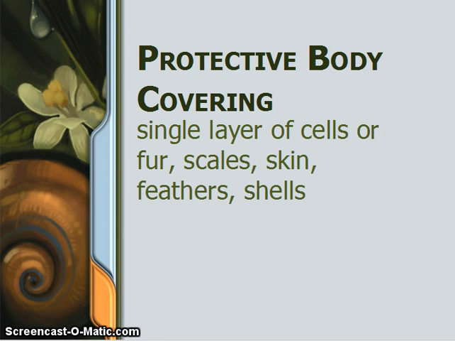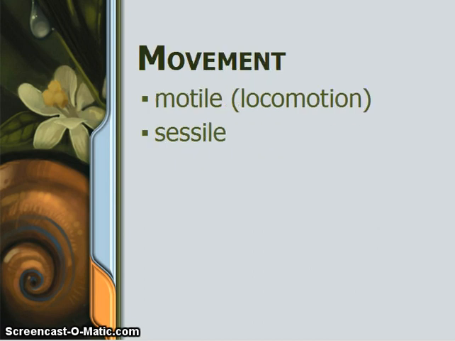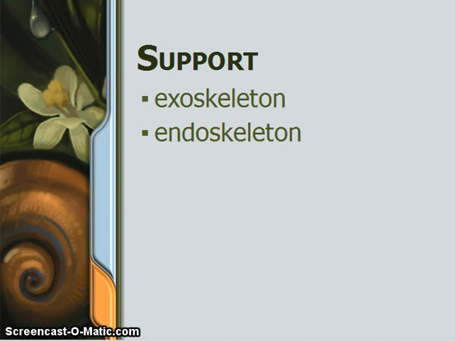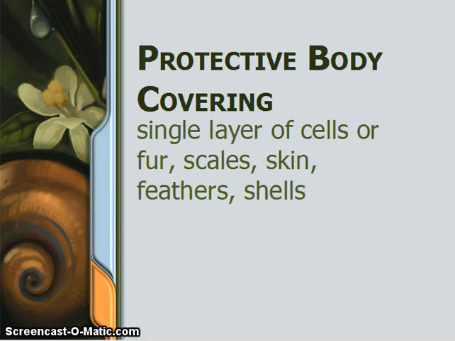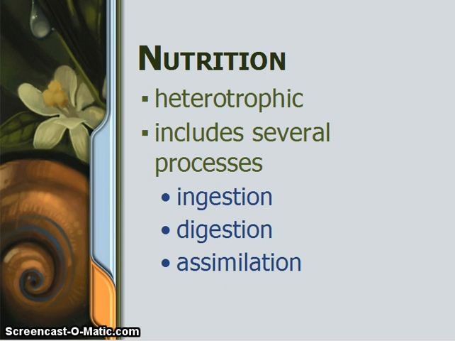So we're looking at characteristics of the animal kingdom. And as we look at the characteristics, we said, number one, they have movement. Even those that are sessile, there is some movement to them, but they're either motile or sessile. We said 2, they have a support system, either an exoskeleton or an endoskeleton. Number 3, they do have protective body covering. Number 4, the nutrition of members in the animal kingdom.